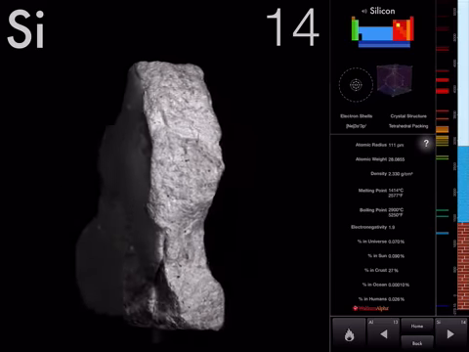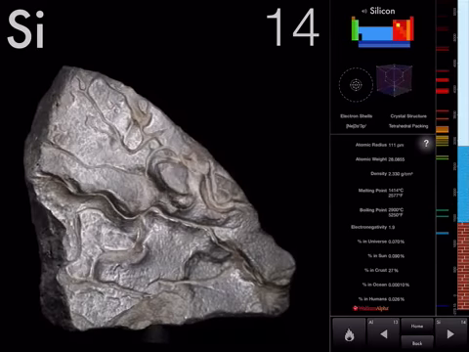So we work off of binary, 1 and a 0. We used to use vacuum tubes.